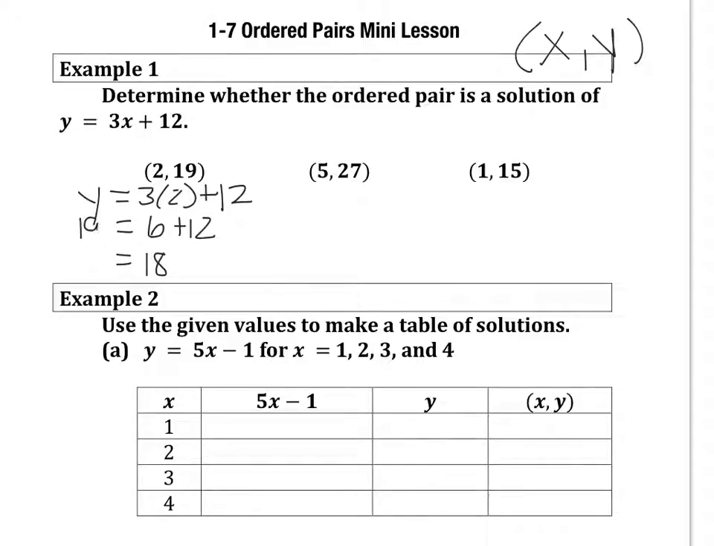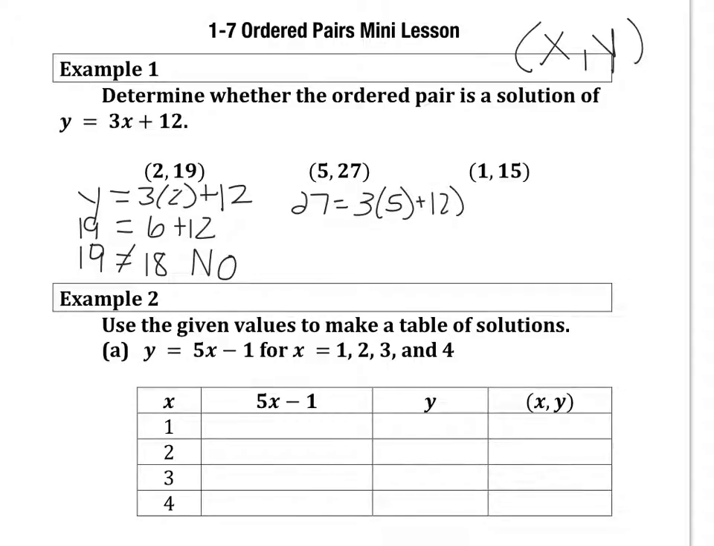And does that equal the 19 that we substituted in for y? The answer is no. If the left and the right side are not equal, the ordered pair is not a solution. No. Let's check the next one. We're going to substitute 5 in for x and 27 in for y. So we have 3 times 5 plus 12.